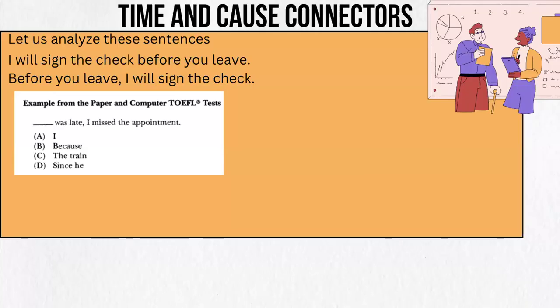I was late. I missed the appointment. What is missing? Well, a connector and a subject. I cannot say "because was late" or "I was late, comma, I missed the appointment." "The train was late, I missed the appointment." The correct one would be "Since the train was late, I missed the appointment."